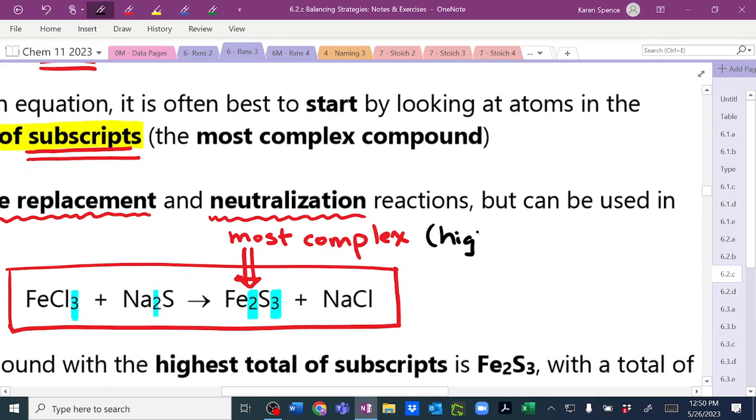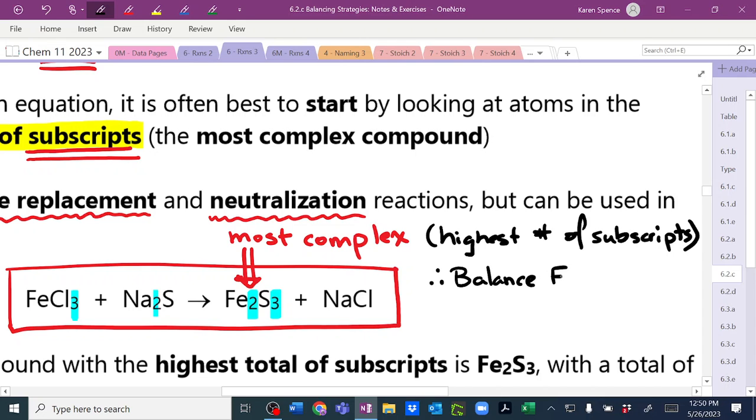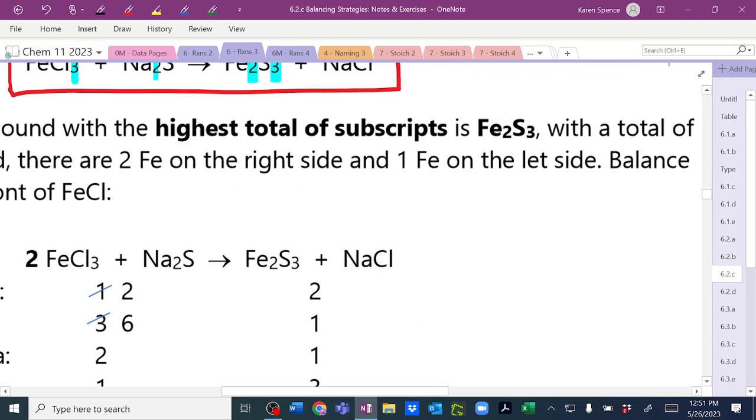In other words, the highest number of subscripts, which means that we're going to balance Fe and S first. Okay, so let's do it. You can balance it other ways, but this will make it go the most smoothly. Okay, trial and error will probably work here.